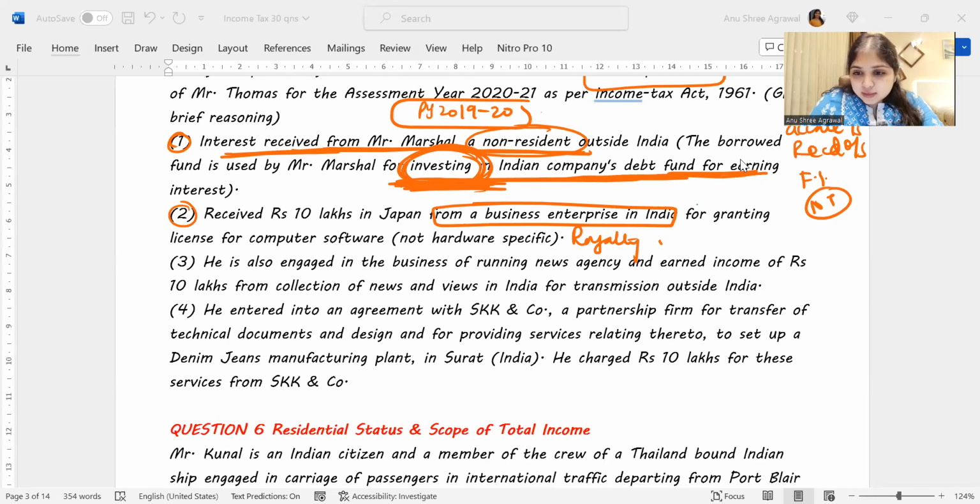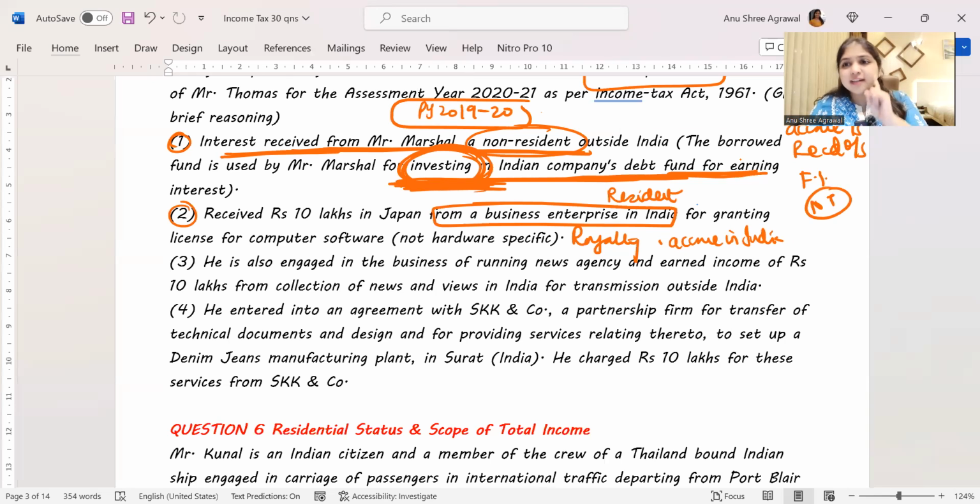The giver is a resident, a business enterprise in India. If a resident is giving you royalty, what's your first answer? Your first answer will be accruing in India. How many exceptions? Only resident interest has 2 exceptions. Everywhere else, only 1 exception. Here, resident royalty, only 1 exception.